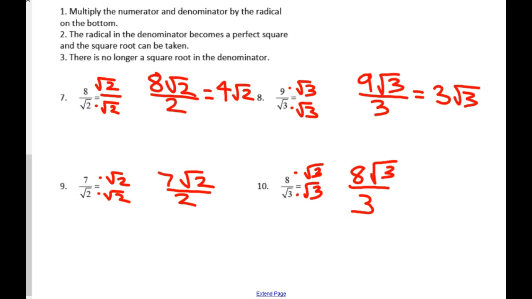So that's how you should be able to, it's called rationalize the denominator. Get rid of the square root on the bottom, okay? Now, flip it over. There's one last thing you got to know, which is adding and subtracting radicals. So let's do that real quick.